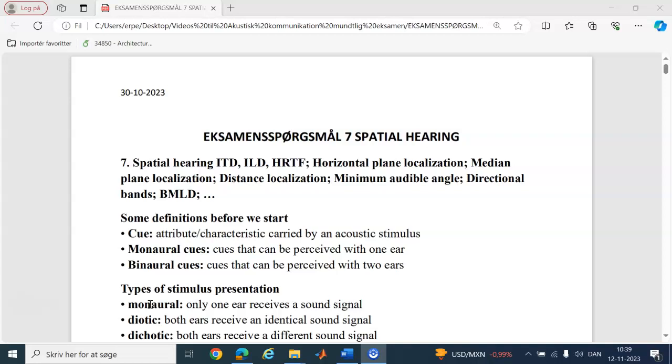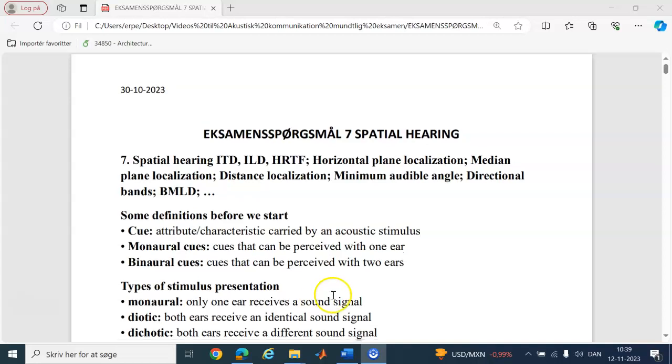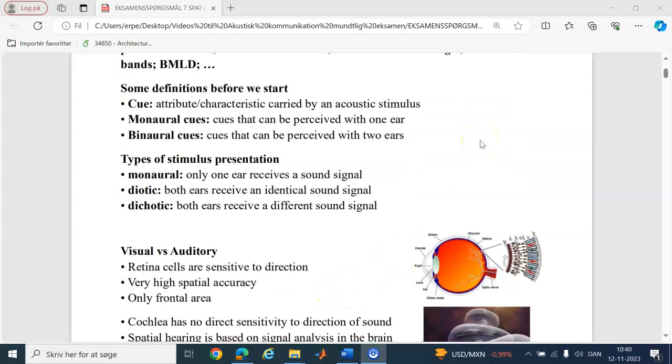Cue means an attribute, a characteristic carried by an acoustic stimulus. Monaural cues can be perceived with one ear. Binaural cues can be perceived with two ears. Types of presentation: monaural, only one ear receives a sound signal; diotic, both ears receive an identical sound signal; dichotic, both ears receive a different sound signal.